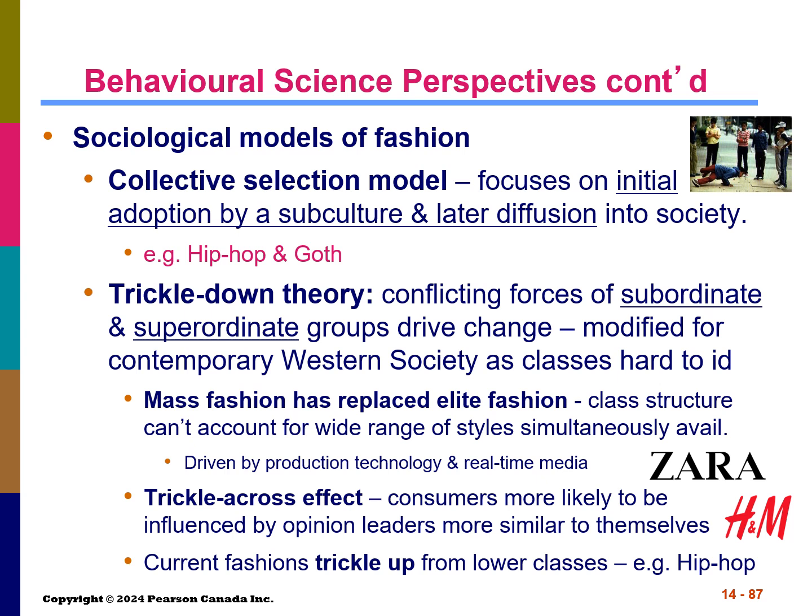The trickle-down theory was useful for understanding changes in a stable class structure that permitted easy identification of lower and upper-class consumers. The trickle-down approach must be modified for contemporary Western society to account for new developments in mass culture. First of all, mass fashion has replaced elite fashion because our media allows many markets to learn about styles simultaneously. Production technology allows companies like Zara to bring fast-changing fashions to market in as little as 2 weeks, and real-time media keeps us informed of style changes in minutes.